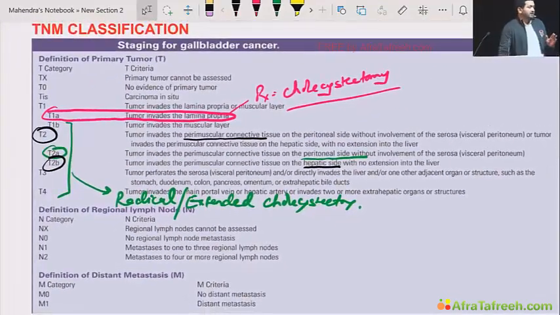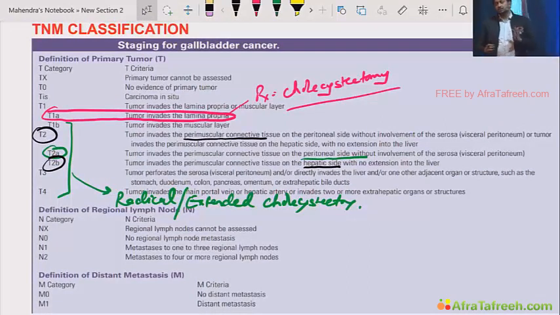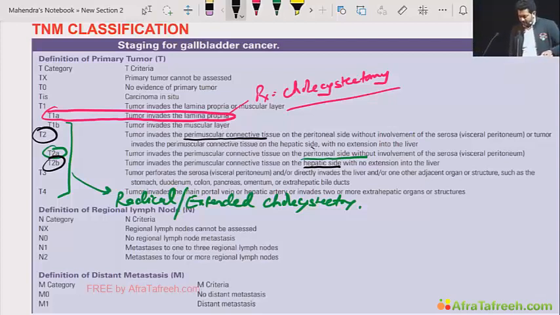Suppose this is the liver and this is the gallbladder. So if it is the fundus involvement towards the abdominal side, it is T2A. And if it is towards the liver side, it is T2B. So just remember this thing in T2, what is A and B.